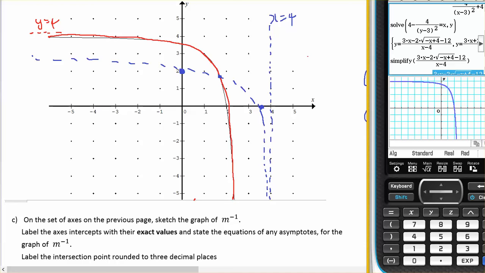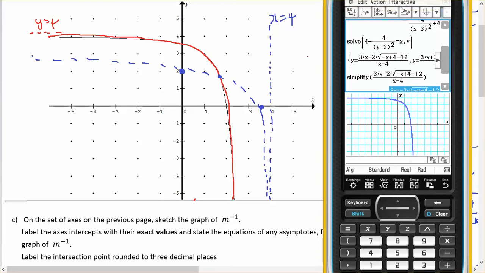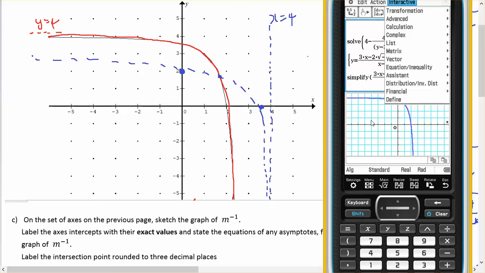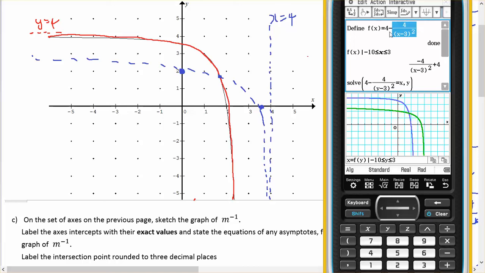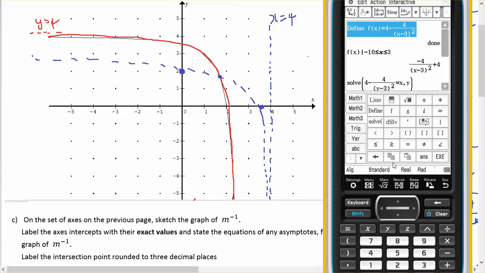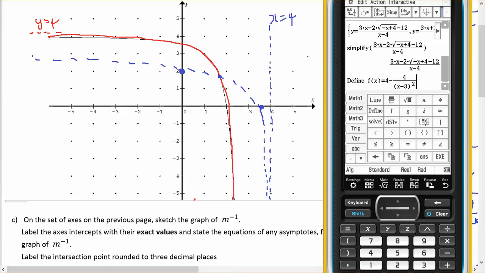Okay, so just have a little double check. I've drawn my original here. If I do Interactive, have the graph selected, Analysis, Sketch, Inverse, I'm feeling pretty comfortable that I'm roughly in the right spot. So if I go back to my original, I'll pick that whole definition up, bring up a keyboard, copy it, go down to the bottom, paste and press x.